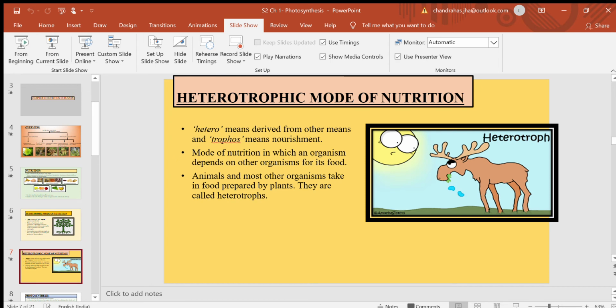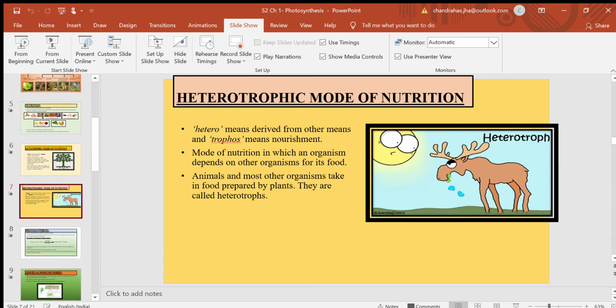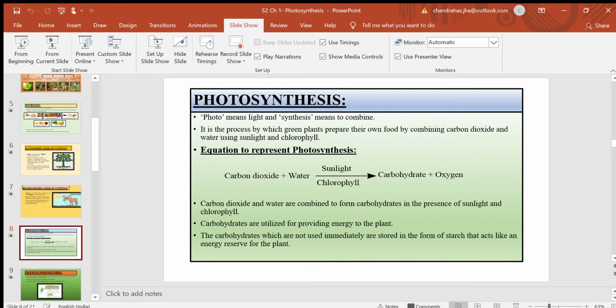Heterotrophic mode of nutrition. Heteros is derived from other, and trophos means nourishment. It is the mode of nutrition in which an organism depends on other organisms for its food. Animals and most other organisms take in food prepared by plants. They are called heterotrophs.